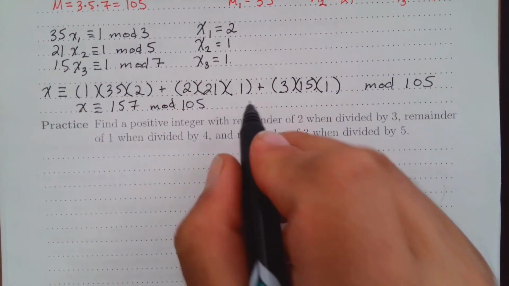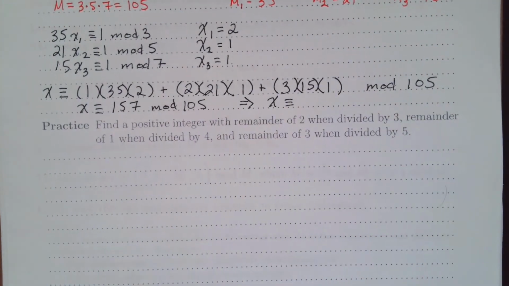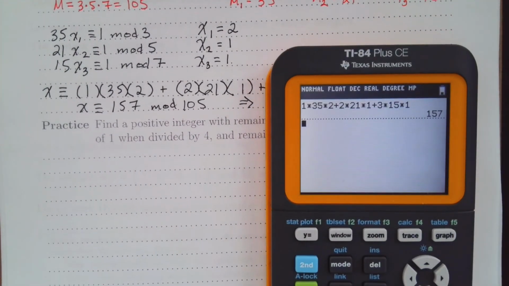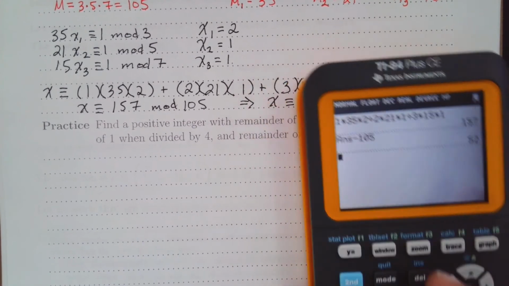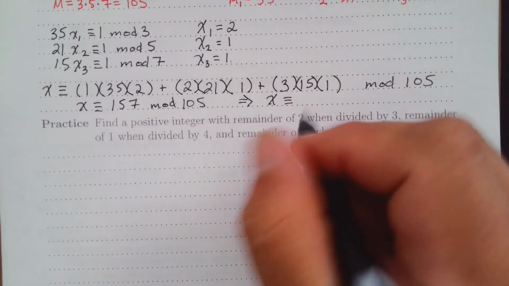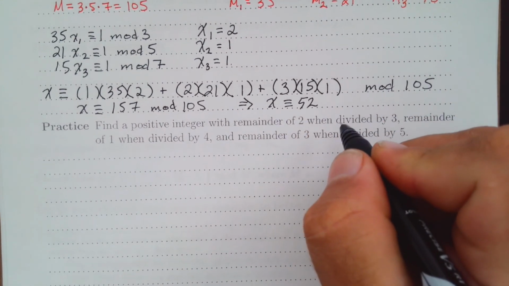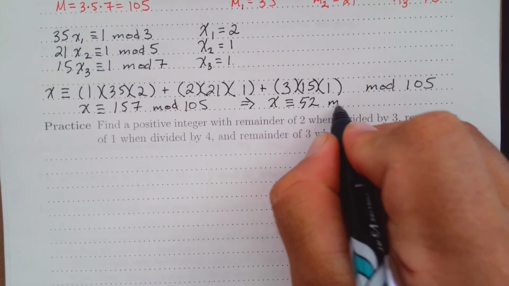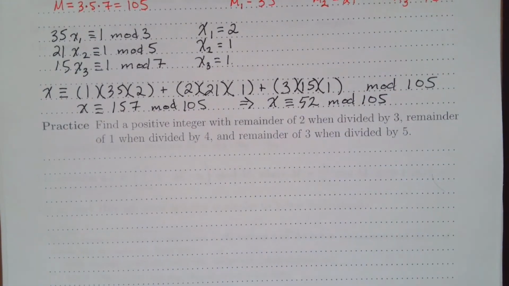And the least positive solution would mean that x is going to be equivalent to, right? Well, I'm going to take that 157, subtract 105, and that's 52. So that's going to be congruent to x being equivalent to 52 modulo 105.